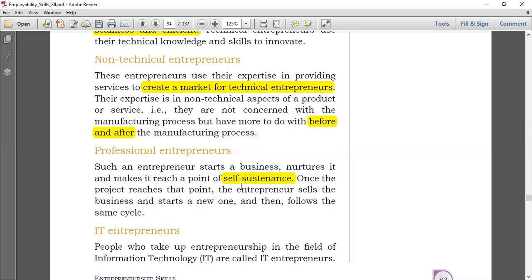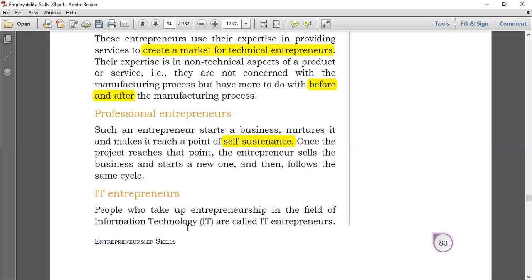And once your sustenance is received, you reach that point, then the entrepreneurs sell their business and start a new one, right? So this cycle keeps on moving. So you start a business, explore your business, enhance your business, and then you reach a certain level, and at that level you sell your business to some other organization, and then you start with a new one. So this cycle keeps on going. ये professional entrepreneurs होते हैं.